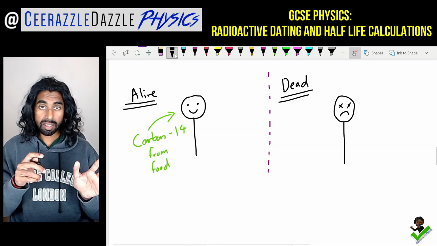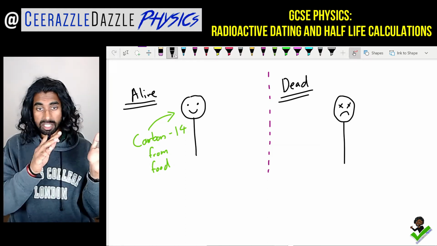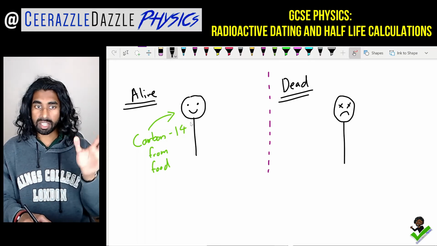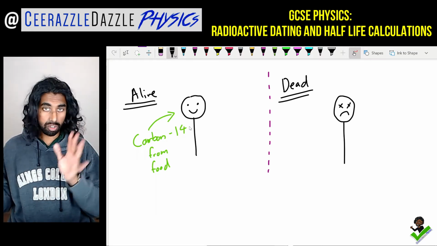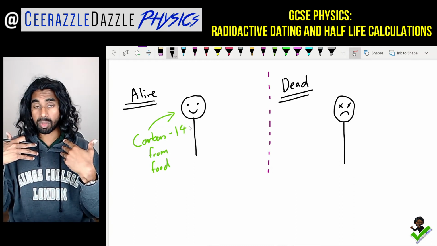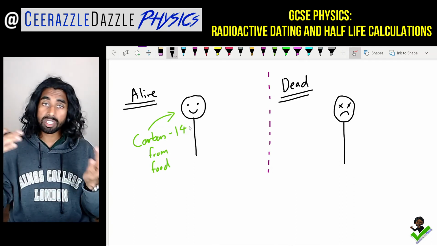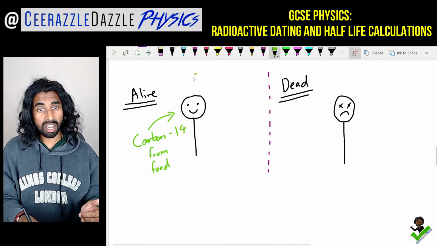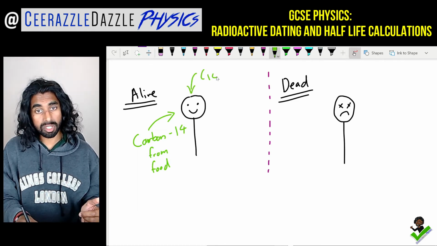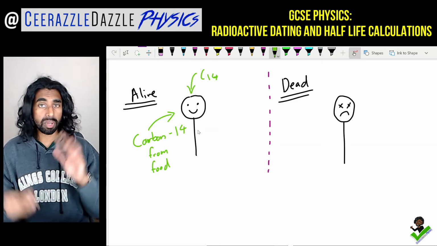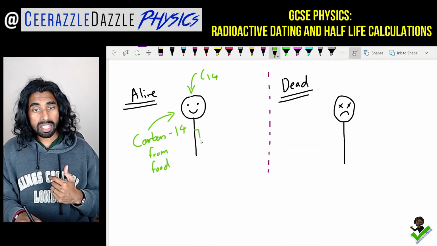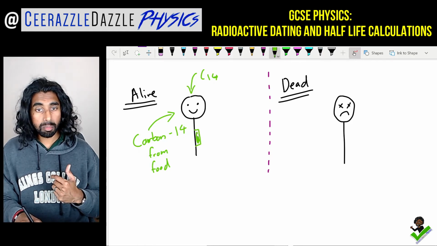Here, guys, I've got an alive stage and a dead stage. Let's say this is a person, and obviously carbon-14 is usually taken in from the food that we eat. So carbon-14 is constantly going into the actual person. So right now, this person's taking in carbon-14, from everywhere. It goes inside the person. So if you're alive, you're constantly taking it in. So the carbon-14, let's say it builds up within you. This little block here represents the carbon-14.